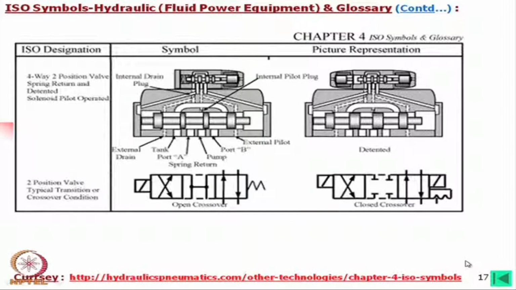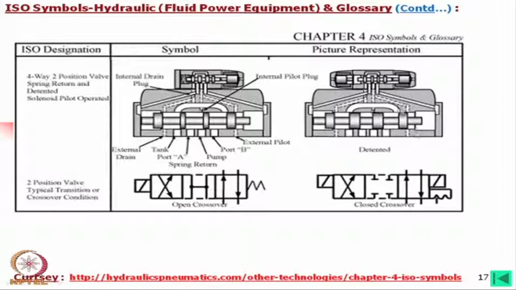Now, another interesting one, this is also a 4/2 position valve, spring return and detented solenoid pilot operated. Now, this is also again two positions, but completely it is shown that two separate positions are there. That means we can detent in these positions. In this case, in detent positions all ports are connected. In this case, in detent positions all are closed. This is a closed center, this is a completely open center.